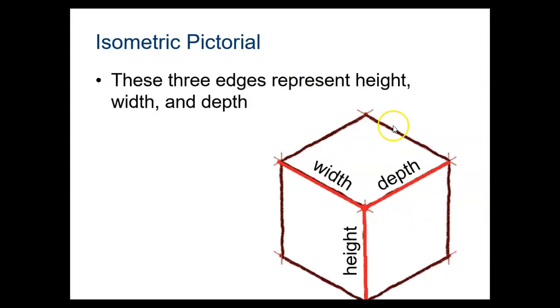These three edges represent height, width, and depth. So in this direction we have width, in this direction from here to here we have height, and from here to here we have depth.